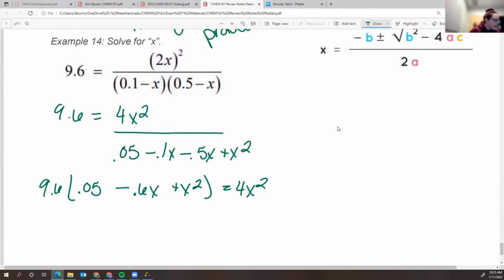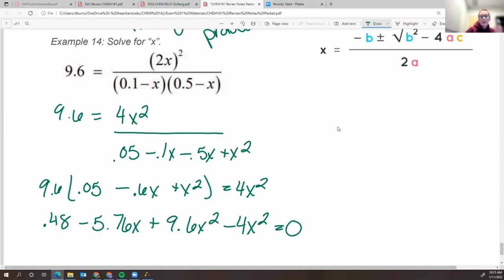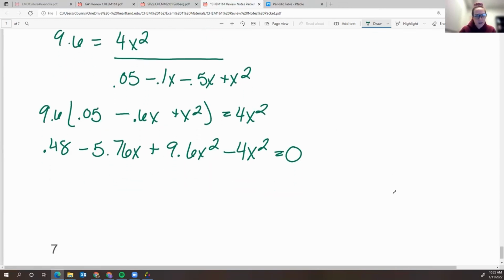Going to multiply everything out over here now. 0.48 minus 5.76x plus 9.6x squared. I'll move this to the other side, minus 4x squared equals 0. Now, keep in mind, I did all these calculations really quickly. So sometimes I have an algebra mistake, or you got a different number. Don't hesitate to speak up. It's definitely possible that I did it quickly and got the wrong number. So don't feel like you can't point that out to me. It's completely acceptable.